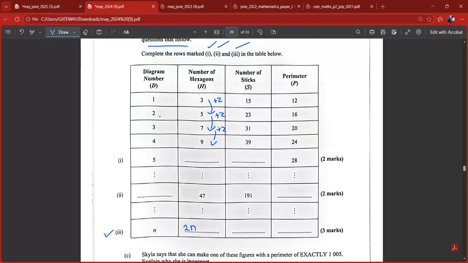Try it for diagram 1. 2 by 1 is 2, but I have 3 there. So if I add 1 to this, I get 2 by 1, which is 2, plus 1, which is 3. Then 2 by 2, which is 4, plus 1, which is 5. And 2 by 3, which is 6, plus 1 is 7. Then 2 by 4, which is 8, plus 1, which is 9. So therefore it works for the first 4 diagrams. So it will work for the 5th diagram as well. So I said 2 by 5 plus 1 is 10 plus 1, which is 11.